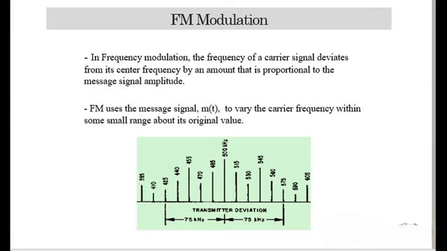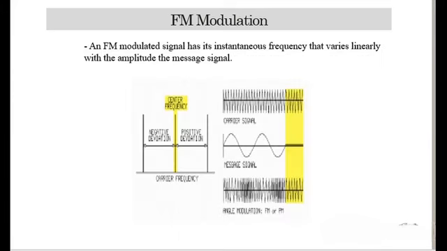Frequency modulation. The frequency of a carrier signal deviates from its center frequency by an amount proportional to the message signal amplitude. Frequency modulation uses the message signal to vary the carrier frequency within some small range about its original value. Modulation is when the signal has its instantaneous frequency varying linearly with the amplitude of the message signal.